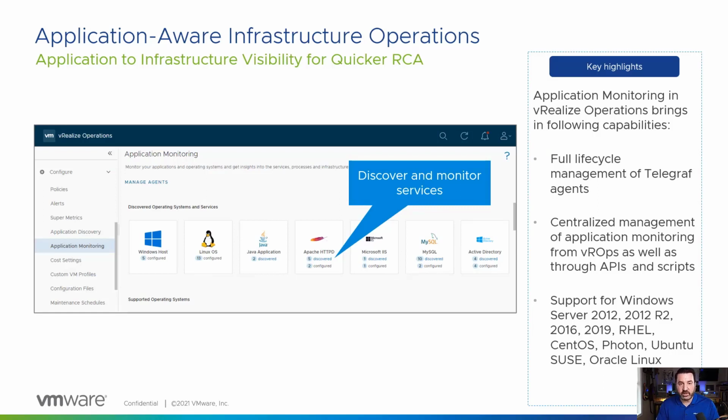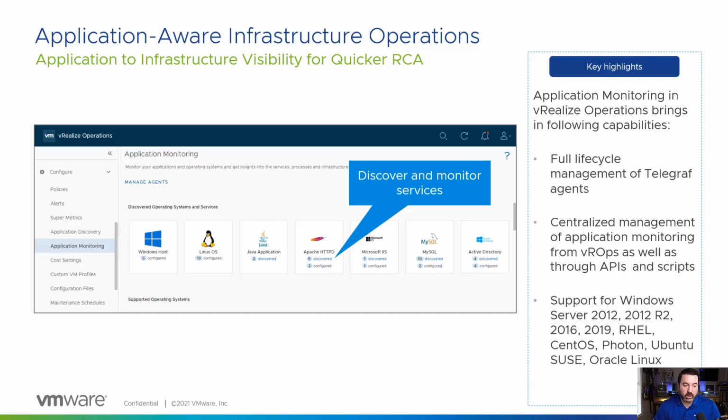And then once the agent is installed, it's also going to go out and discover what applications are available on this virtual machine. So again, we've got all the predefined applications within vRealize Operations, and so it's just going to go out and find those. If they are discovered on that virtual machine, then the next step is to configure that agent to talk to those applications and pull out that metric data.